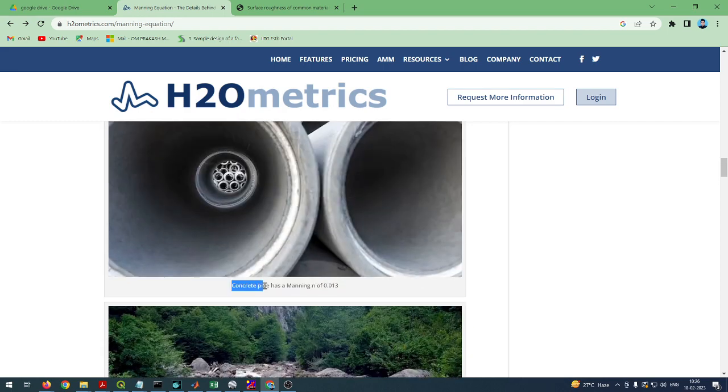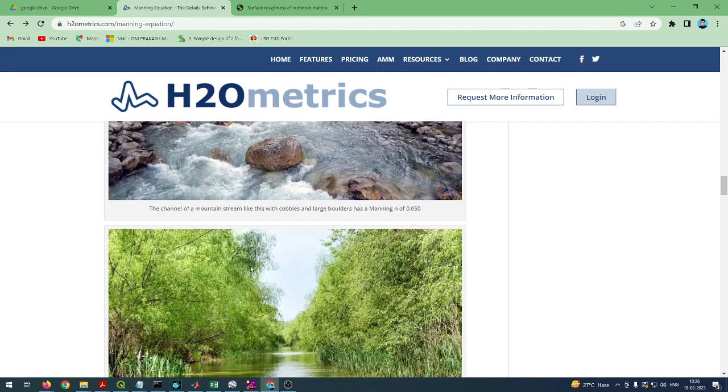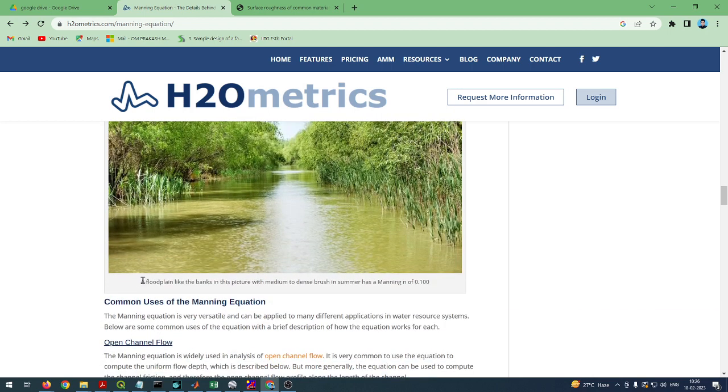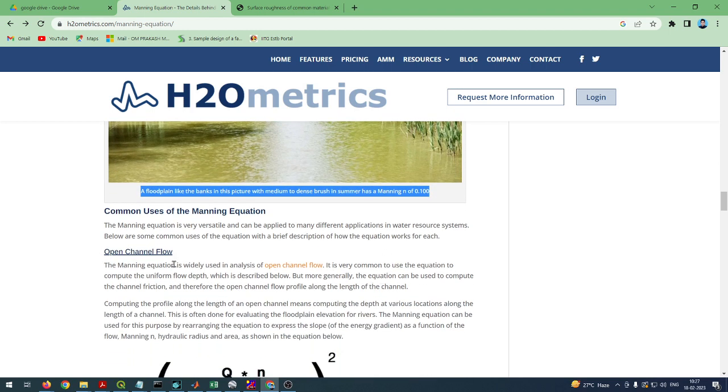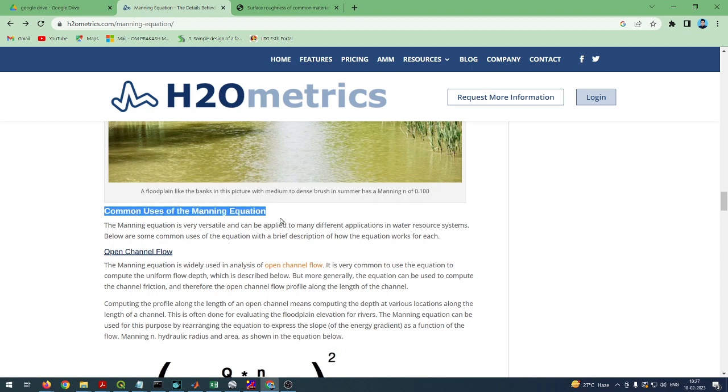The concrete pipe Manning's n is this one. The channel of a mountain stream like this, with cobble and large boulders, has a Manning n of 0.05. A floodplain like the bank in the picture, with medium dense bushes in the summer, looks like this.